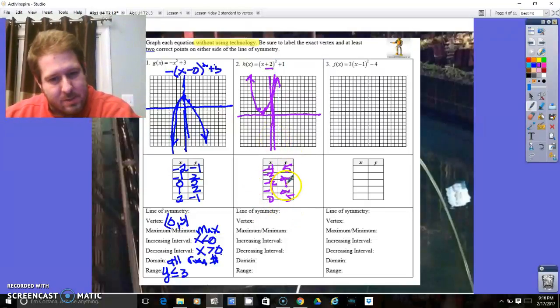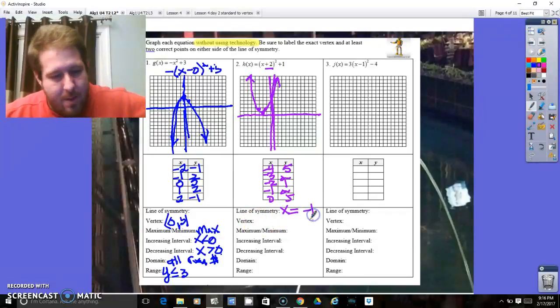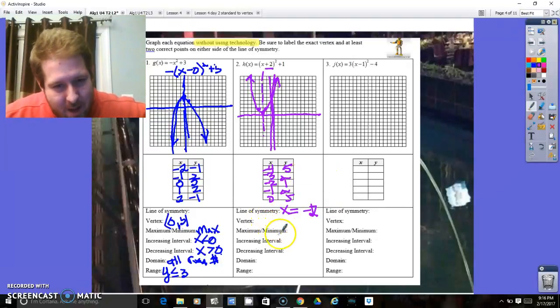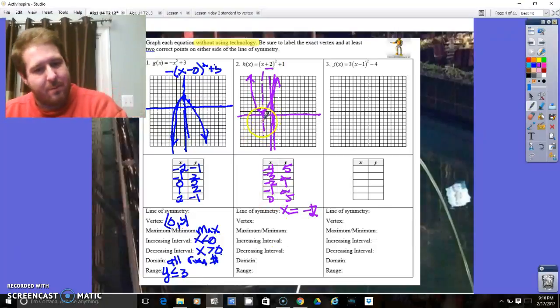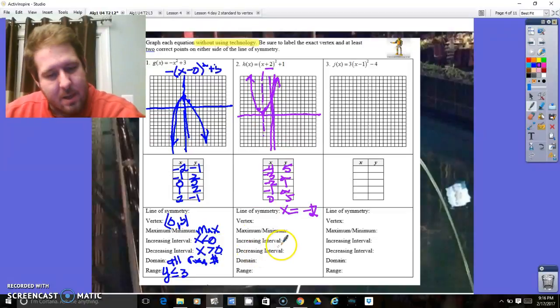All right, the vertex is (-2, 1). The line of symmetry is x equals -2. This has a minimum because it has a lowest point. The increasing interval will be everything to the right of -2, so that'd be x greater than -2. Decreasing interval will be everything left of -2, because over here it's decreasing, then it's increasing.